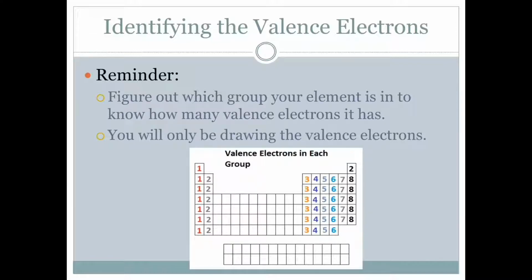And when we're doing Lewis dot structures, all we're focused on is the valence electrons. That is completely different from the element models that we were drawing. This time, we just want to know the outer electrons. We don't care about anything else.